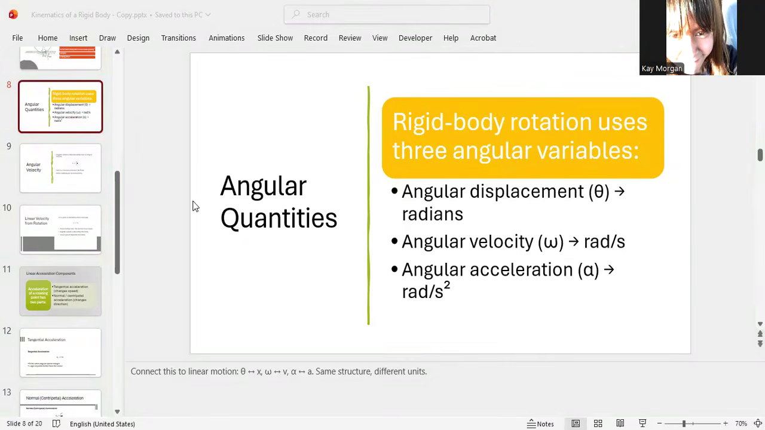All right, so what do we have here? Angular quantities. Now we introduce the basic angular quantities. Of course, don't forget we are limited to rigid body rotation. For rigid body rotation, we use three angular variables. Yeah, quantities, now we call them variables. It's the same thing because they vary in their value.